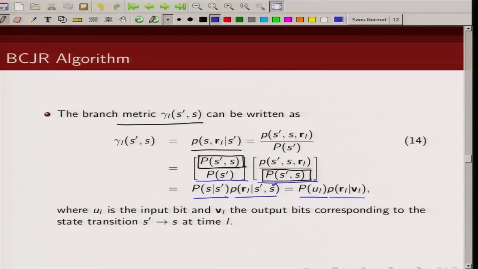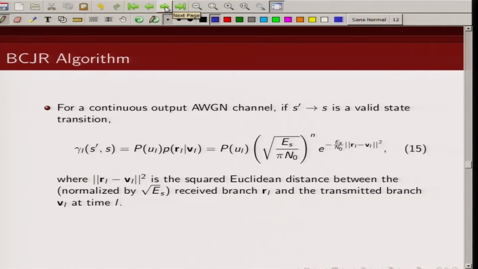Okay. So, what does gamma depend on? It depends on what is the a priori probability of U L, and it depends on this likelihood function, probability of R L given V L. Now, if we consider an additive white Gaussian noise channel, we can write this probability of R L given V L in this particular fashion. So, gamma for an AWGN channel will then be given by this expression.